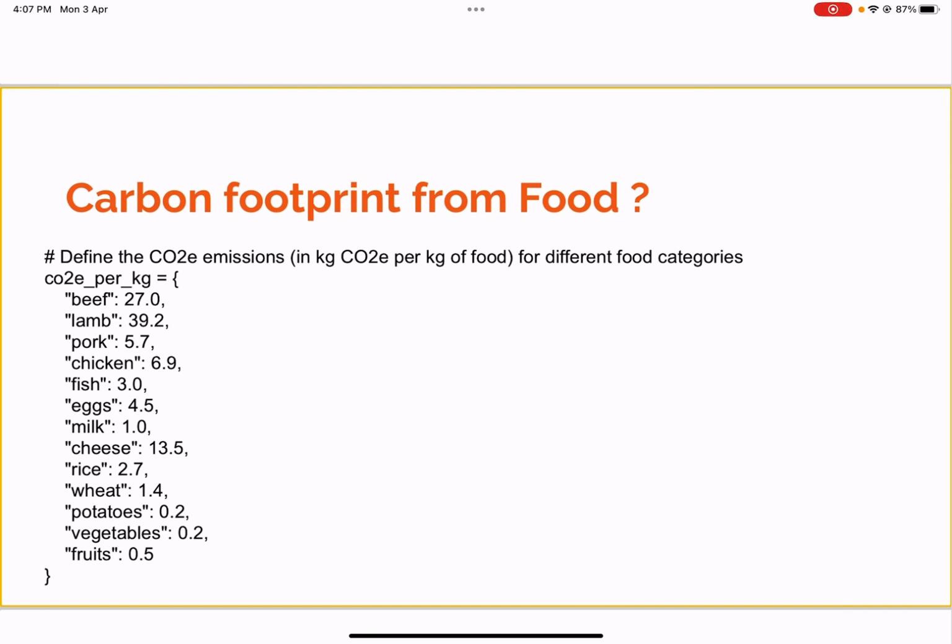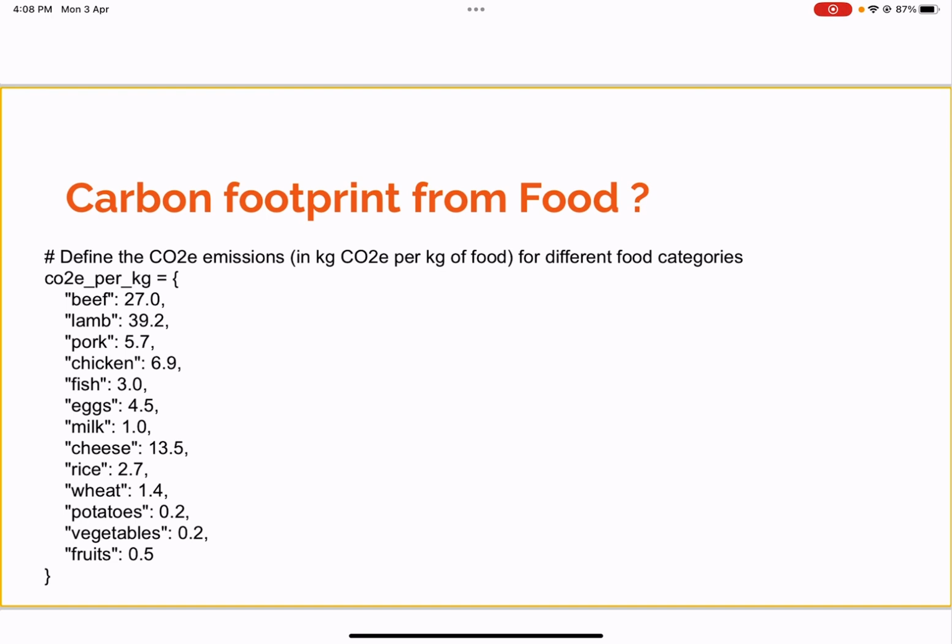For beef, I had taken the CO2 equivalent as 27. For lamb, I had taken it as 39.2. For pork, 5.7. For chicken, 6.9. Fish, eggs, milk, cheese, rice, wheat, potatoes, vegetables, and fruits. So these are the different food categories I have included in my code, wherein I have defined the CO2 emissions in my Python.